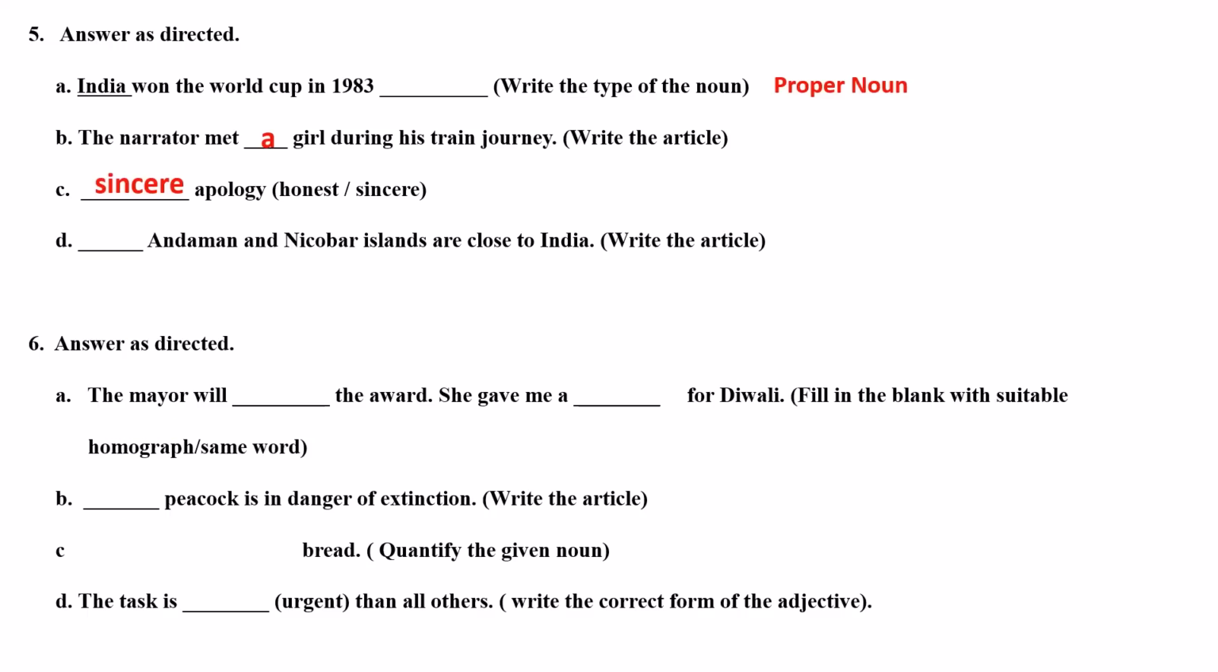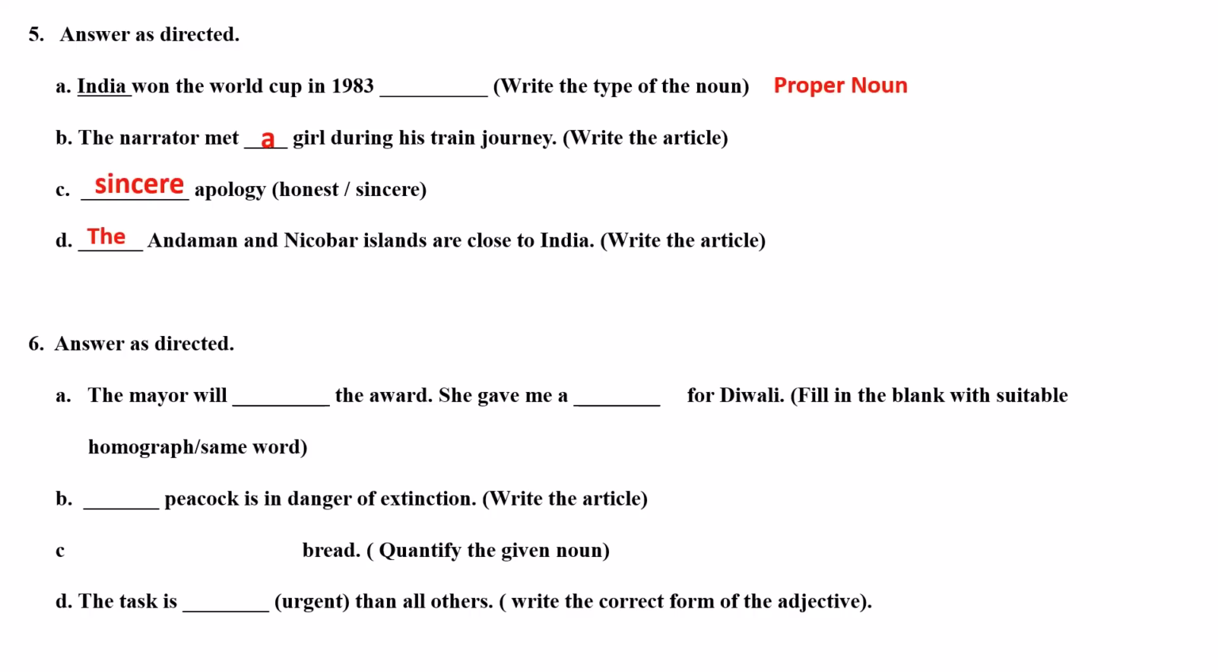Dash Andaman and Nicobar Islands are close to India. Write the article, and the article is the Andaman and Nicobar Islands. Here you also have to learn, students, where some of the nouns do not take the articles. The zero articles you have to learn very clearly. Just learn them by heart.